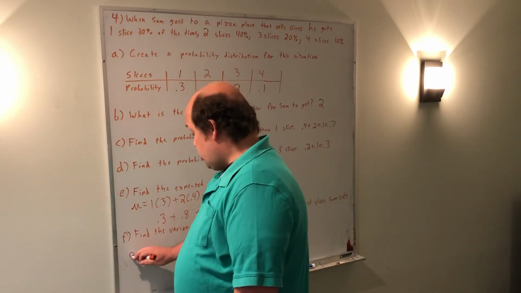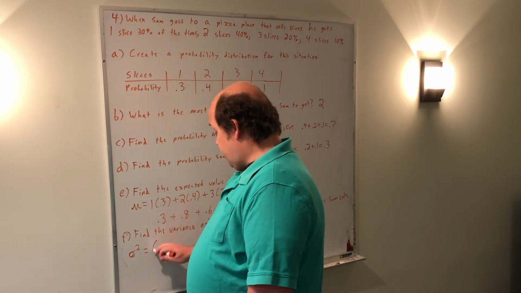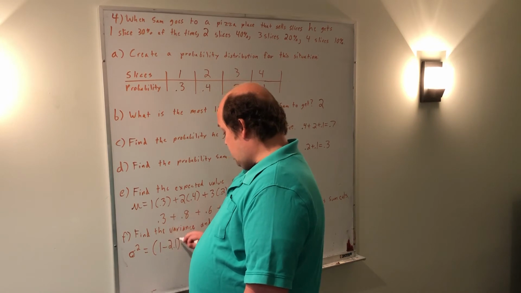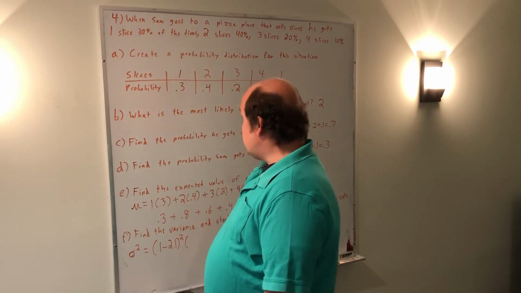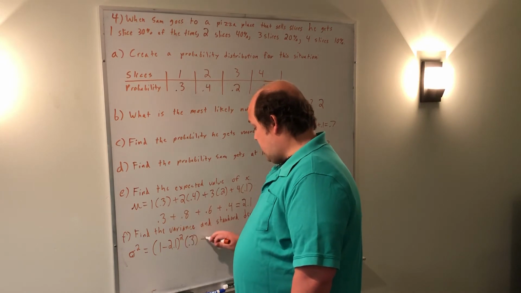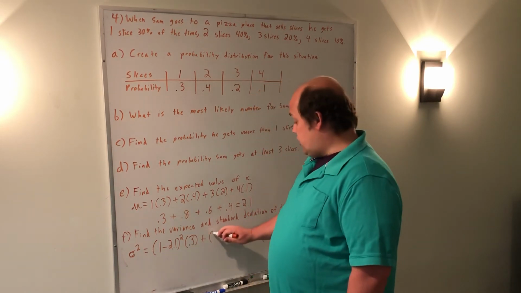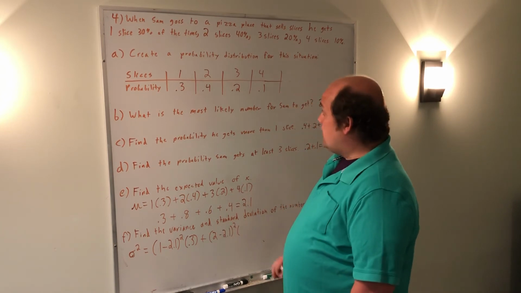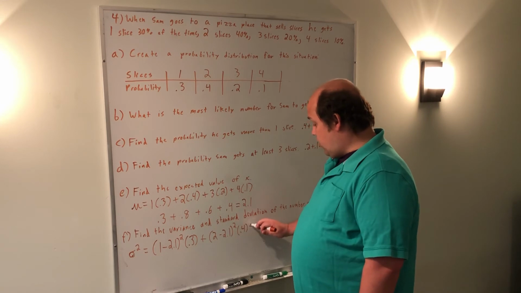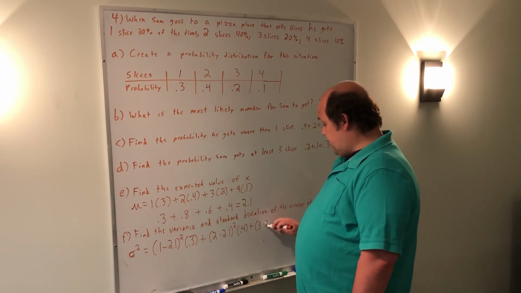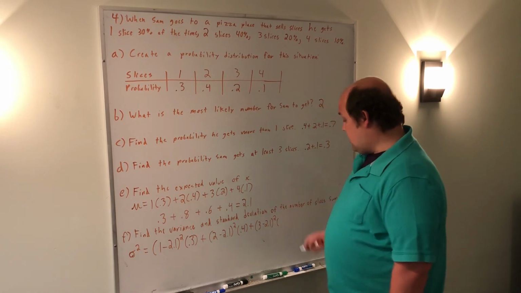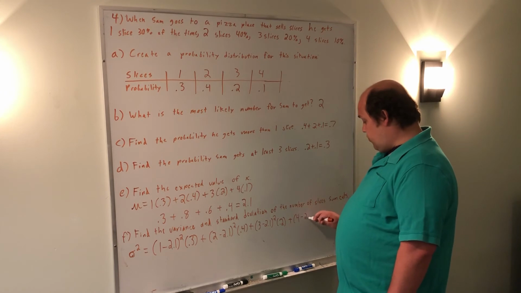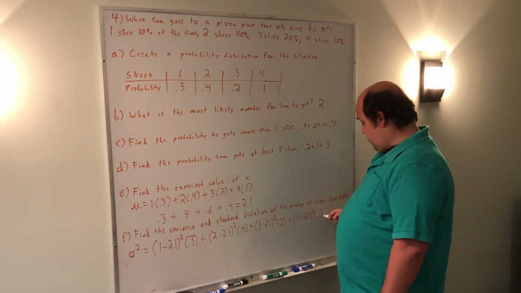So my variance, or sigma squared, is going to equal the first data point, 1, minus the mean of 2.1, quantity squared, times its probability of 0.3. I'm going to add to that the next data point, 2, minus the mean of 2.1, quantity squared, times its probability of 0.4. I'm going to add to that 3 minus 2.1 squared times 0.2, and I'm going to add to that 4 minus 2.1 squared times 0.1.